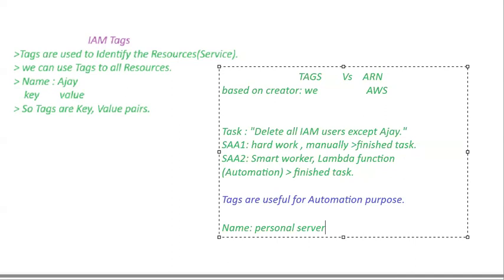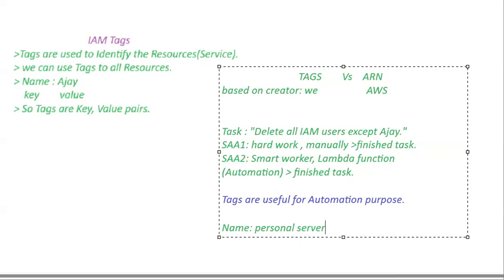In the Lambda function, I need to write Python code where I specify: if my key value pair of tags is name and personal server, then do not stop or terminate that instance. Otherwise, terminate the instance. In that way, I have written the code. Once I execute the code, within seconds all my instances got terminated.